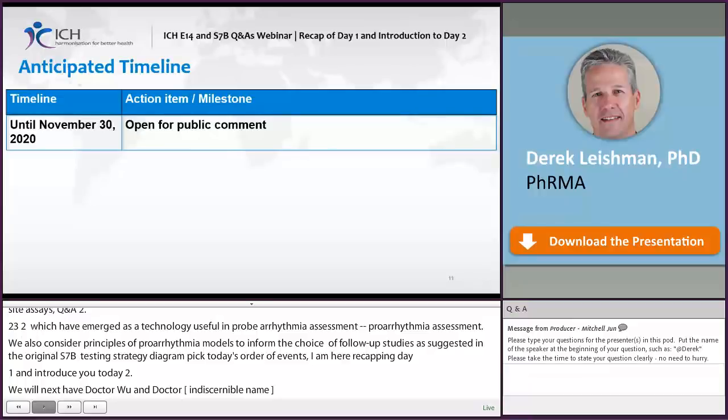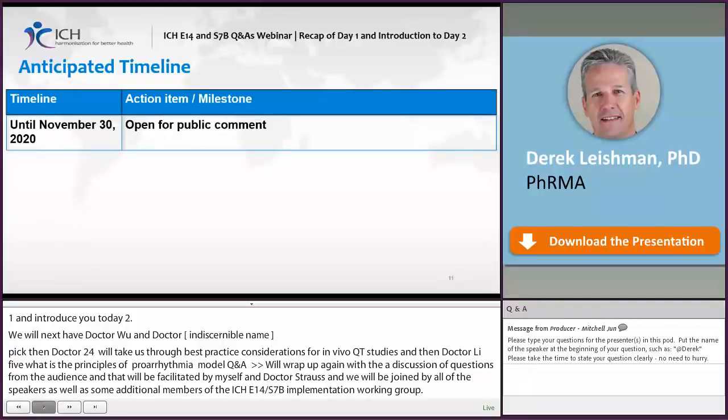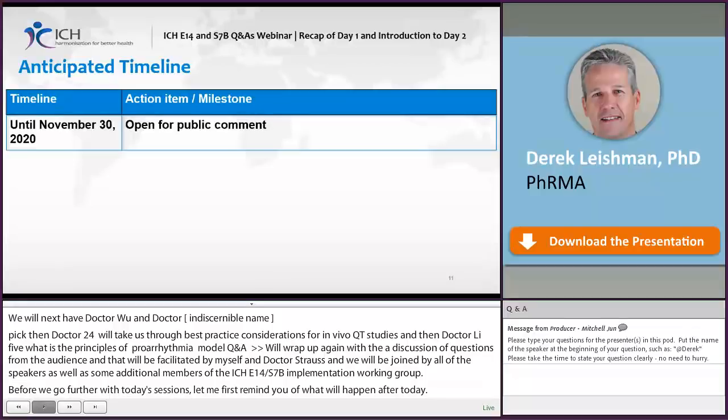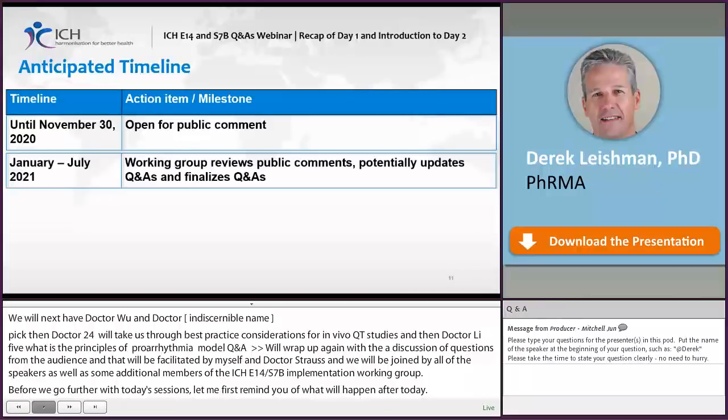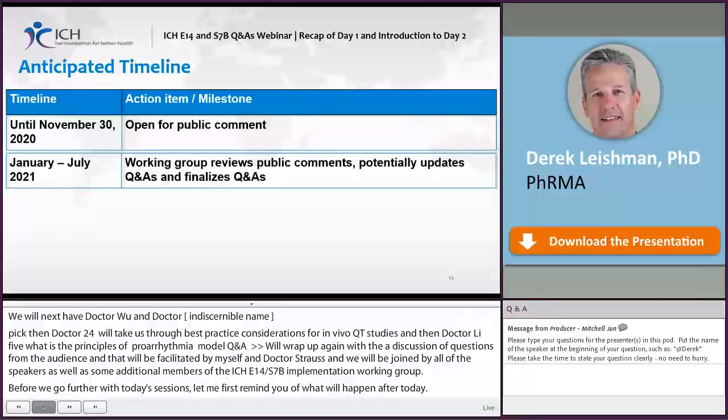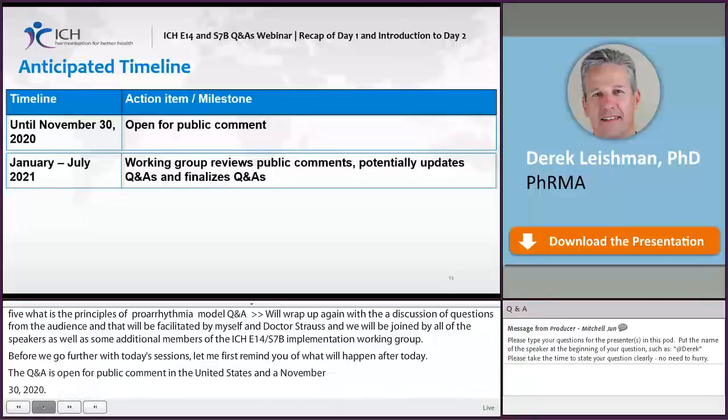Before we go further with today's sessions, let me first remind you of what will happen after today. So the Q&As are currently open for public comment. In the United States, that ends on November 30th, 2020, and that's more or less the time it ends in most of the regions around the globe. After then, the Implementation Working Group will be working through the comments and potentially updating the Q&As. Hopefully we'll manage to finalise those Q&As in the middle of 2021.